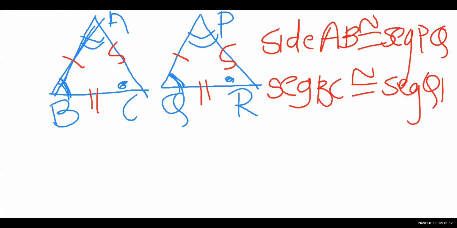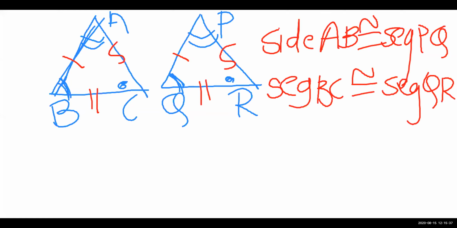Same like the third one, AC is congruent to PR. Side or segment, you can write it down. Okay, AC is congruent to PR. Now these are the congruences, this is the congruence of the triangles.